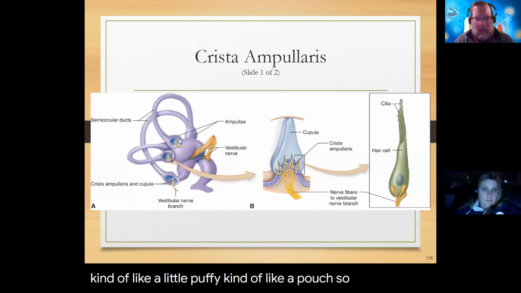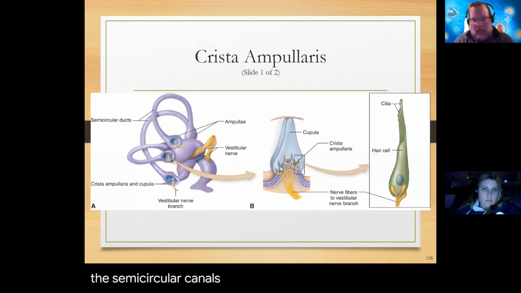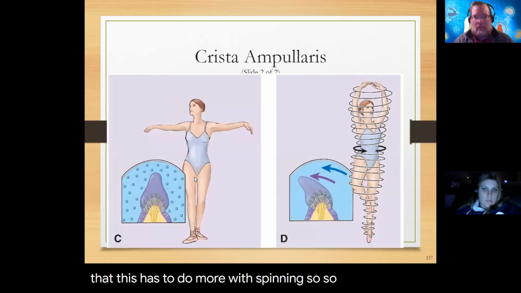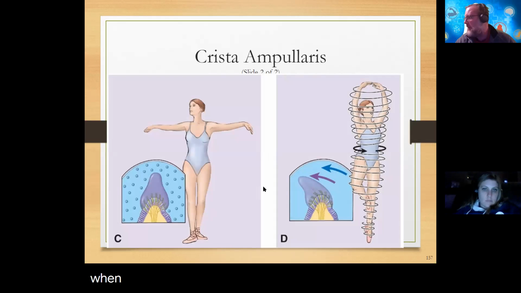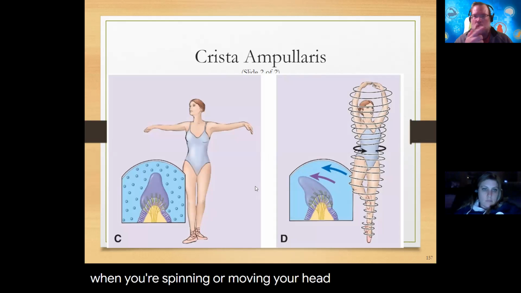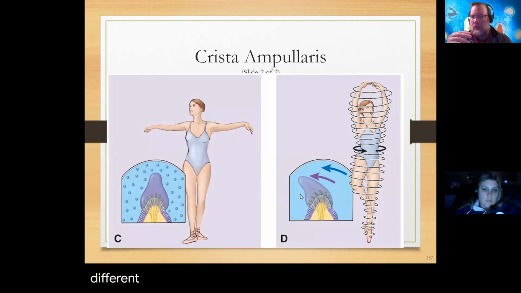As we enter the semicircular canals, we have another specialized mechanism called the crista ampullaris, and this has more to do with spinning. So when you're spinning or moving your head, rotation of the head or the neck is going to cause that to move in different directions and signal to your brain that that's the direction you're moving.